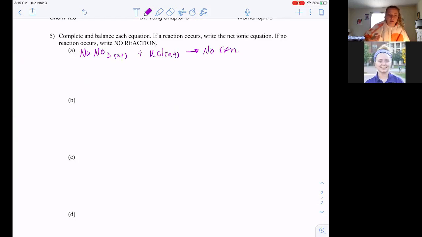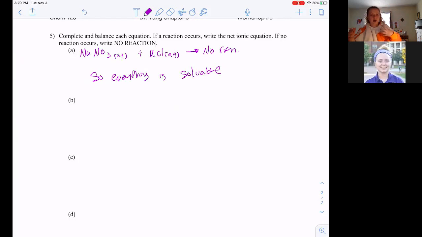There's no reaction because everything in this is soluble. Really, the second half of the equation, your net ionic equation, is going to be the things that aren't soluble. And that's why in this case, because everything is soluble, there's no net ionic equation.